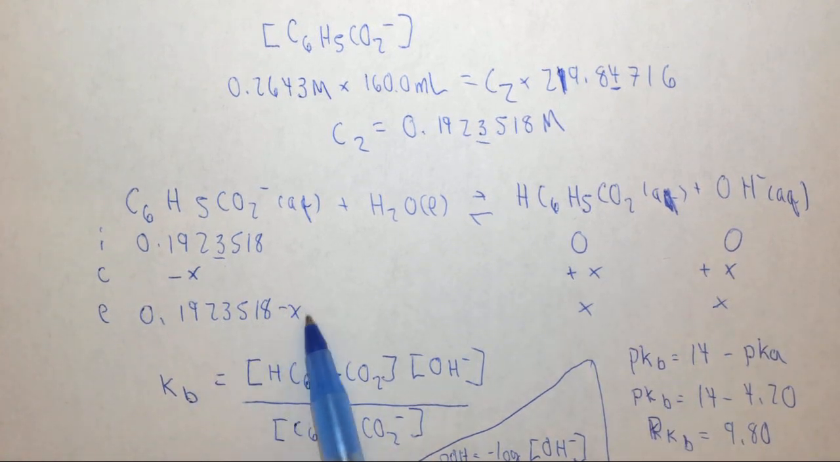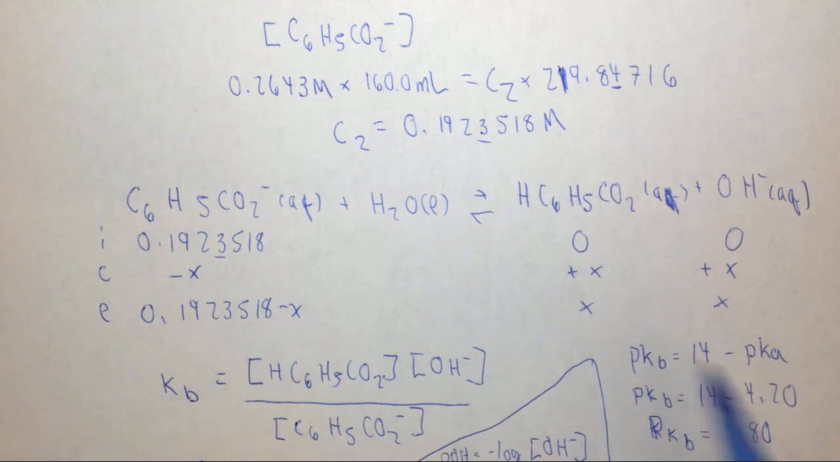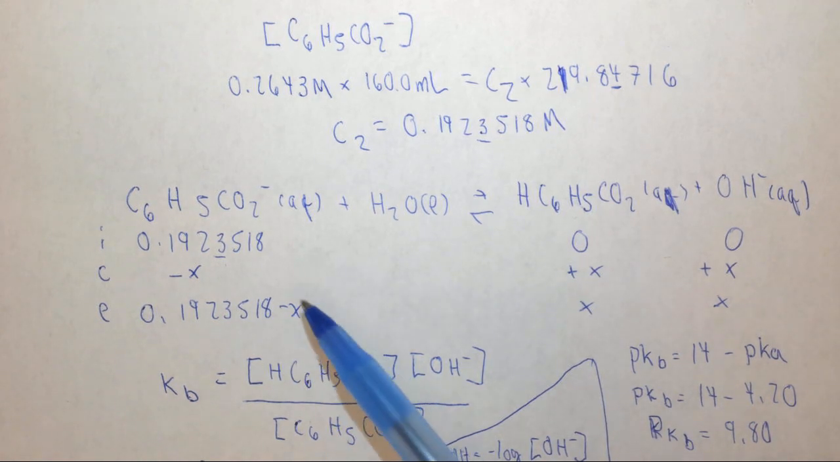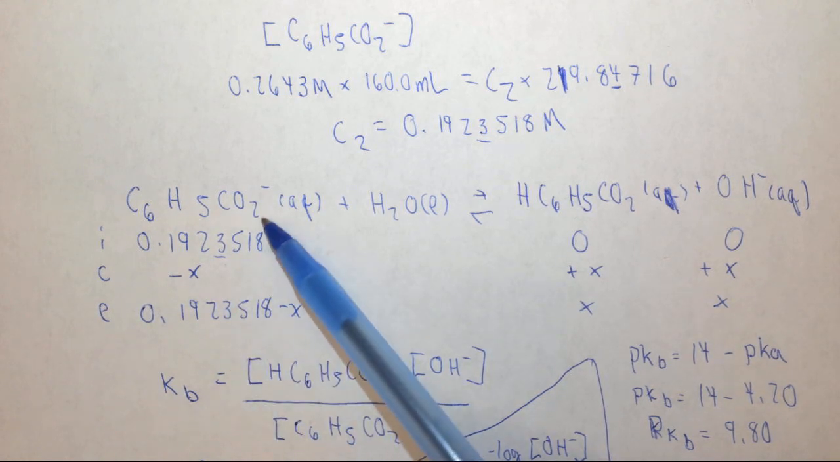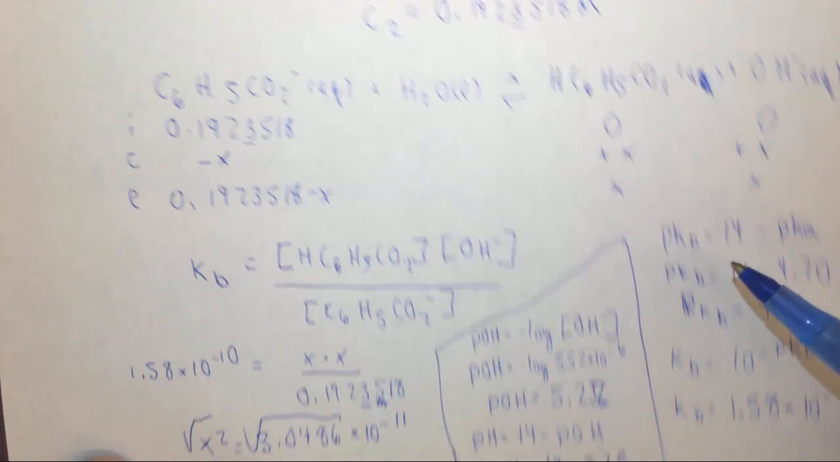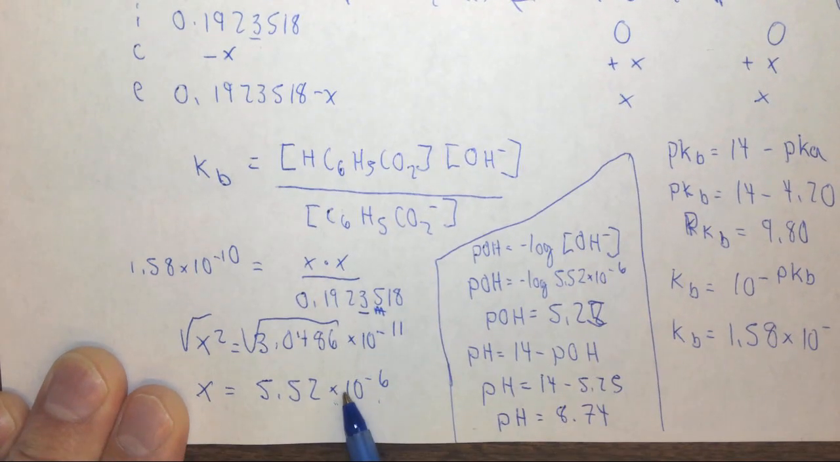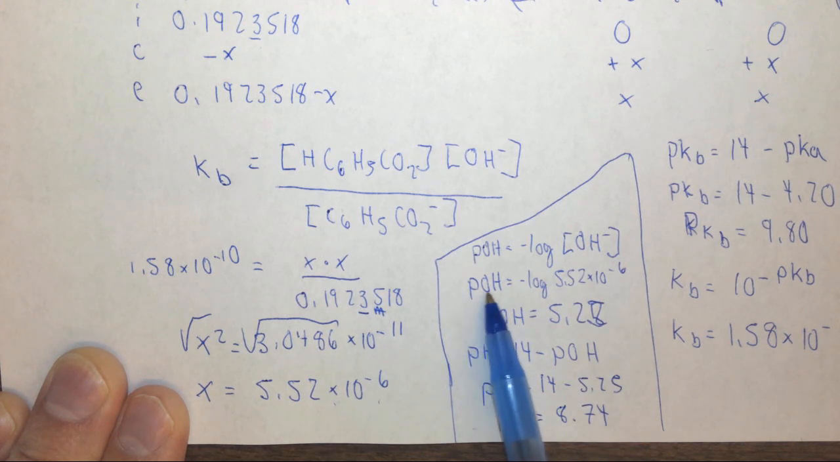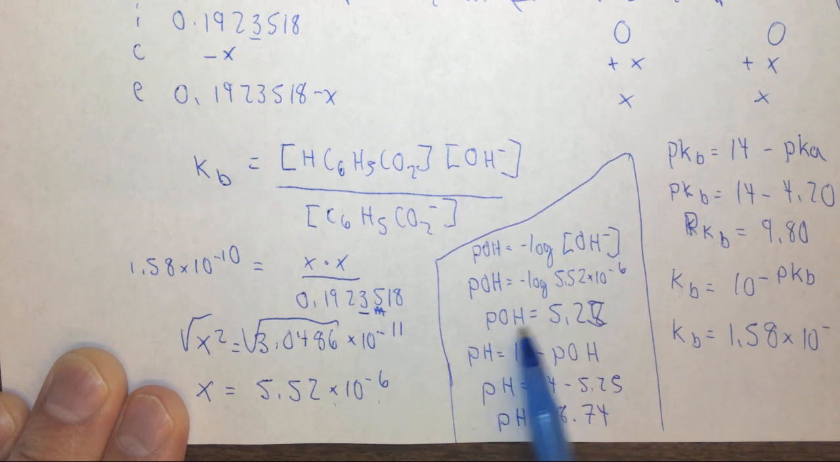We assumed that X was small compared to the size of this, and if you look at it, X is very small compared to the size of this. It's much less than 5%. So we ignored it. We then plugged into the Kb expression, X times X over the concentration of the benzoate equals the Kb. We found the value of X, which is the concentration of OH minus. We then used the concentration of OH minus to find the pOH, because pOH equals the negative log of the concentration of OH minus. We found the pOH. Then the pH equals 14 minus the pOH, so we took 14 minus the 5.25.